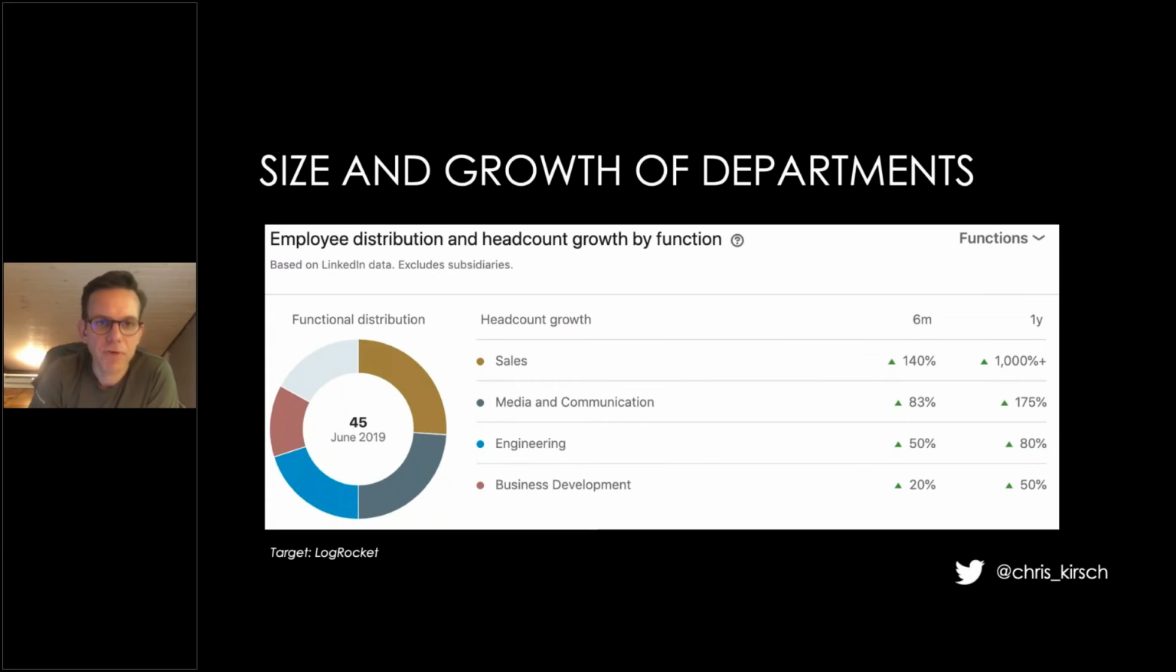Then size and growth of departments. This is also on LinkedIn on the Insights page, which is a menu off of the company page that you're looking at. Here, I just looked at random companies, by the way. These are not my competitors because I wouldn't be able to talk about them directly. This is a company called LogRocket, a smaller company, and you see that they really amped up sales by 140% in 6 months and over 1,000% in the past year. That probably means they had next to no sales in the past. They had invested mostly in engineering, gotten the product ready, and now they're ready to go to market. They're hiring salespeople because they think they actually have a product that they can sell. So this tells you when a company's ready to go out there, or where they're investing and cutting back, which departments they're cutting back.